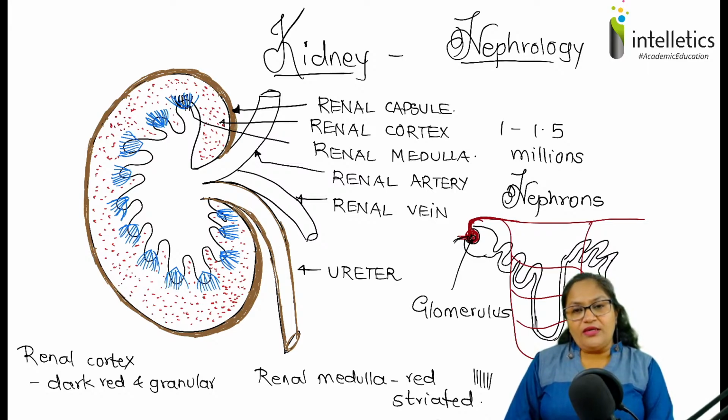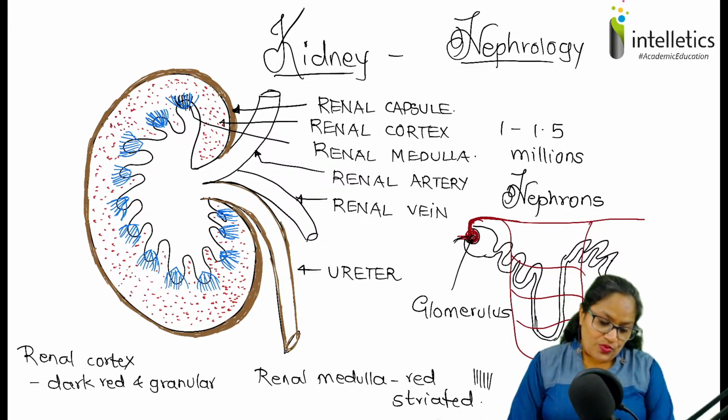Each kidney is made up of around 1 to 1.5 million nephrons. Now what I will do is I shall draw one small nephron inside the kidney so that you'll get to know why exactly there is a difference between this renal cortex and renal medulla. So here it is.